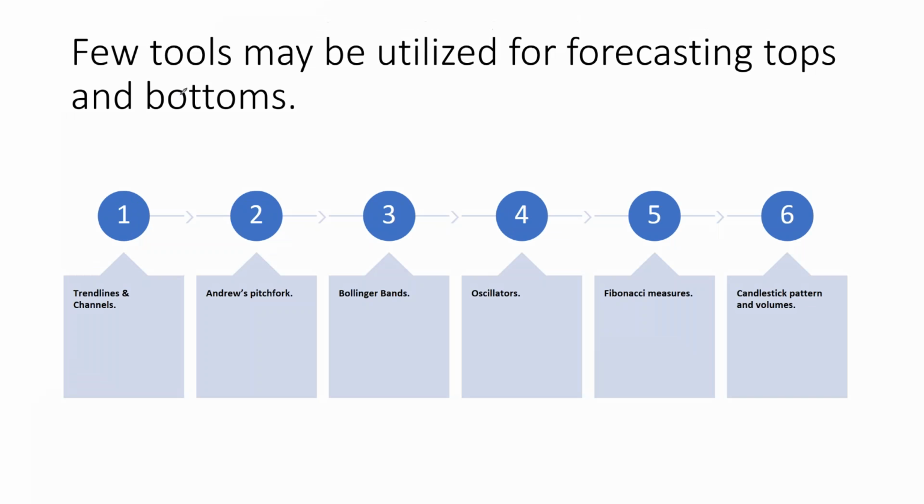So let us see, there are a few tools that may be utilized for forecasting tops and bottoms. There are many tools. Trend lines are there, pitchfork is there, Bollinger Band is there, oscillators are there, Fibonacci measures are there, candlestick and volume patterns are there. Today we are going to see only the Fibonacci measures, and these other tools maybe we will do later in some sessions, or maybe you can go and find out yourself how these tools work.